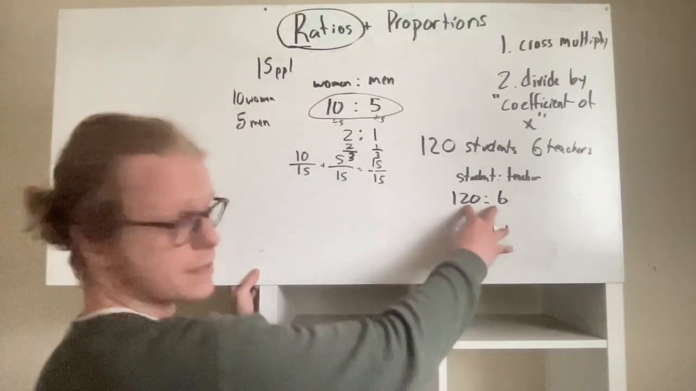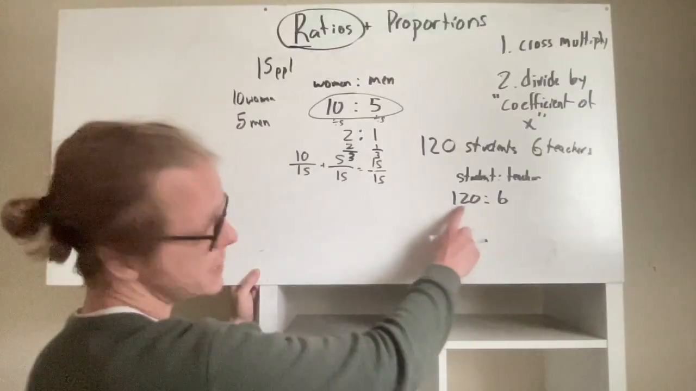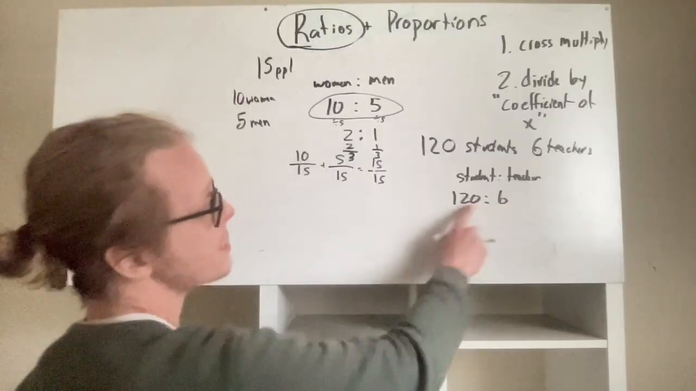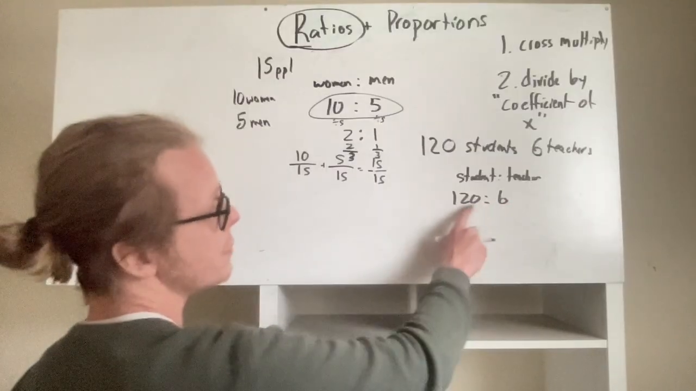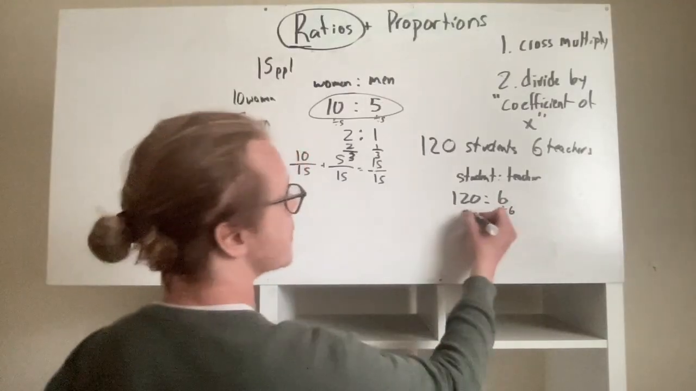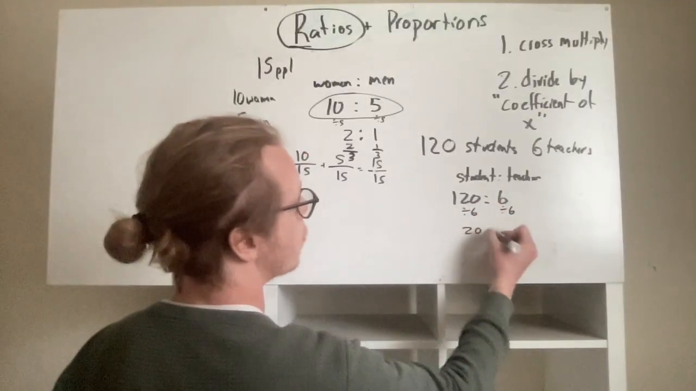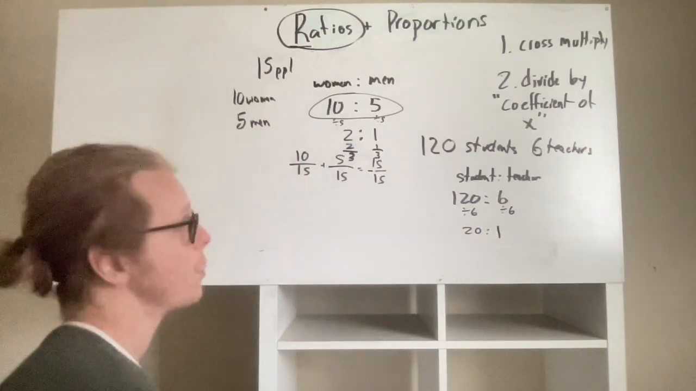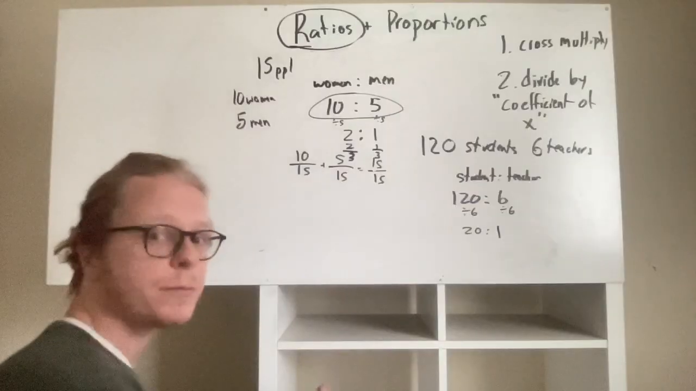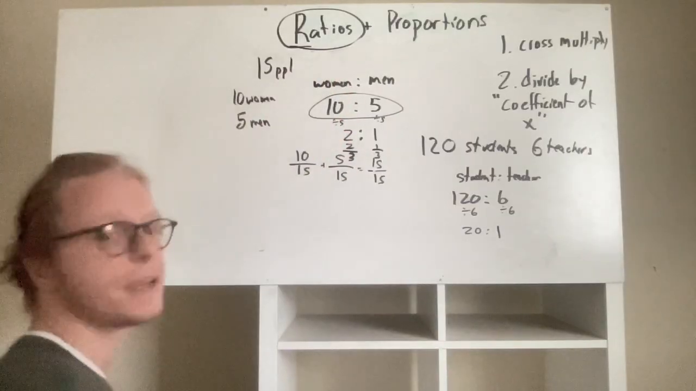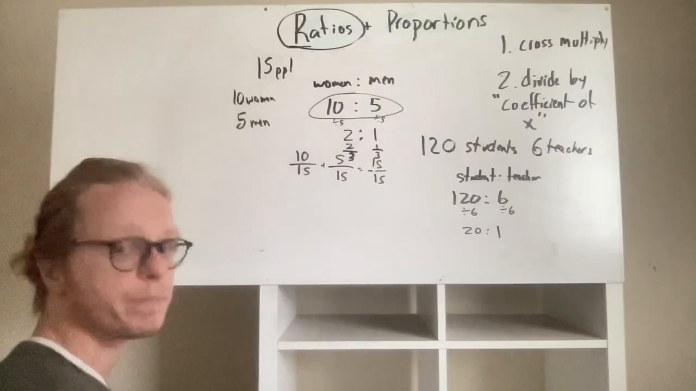Can we simplify this? Well, 12 is a 6 times table, so 120 must be a 6 times table. 6 goes into 12 2 times, so it goes into 120 20 times. So I can divide these both by 6, and we get a 20 to 1 student to teacher ratio. Now we're going to look at a couple of word problems and see how we use proportions as a tool to help us in ratio problems as well.